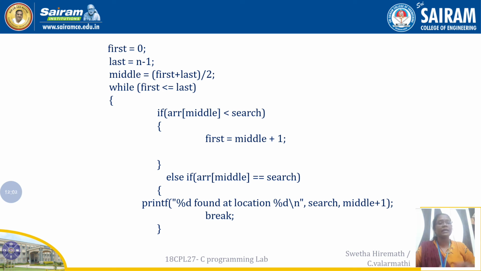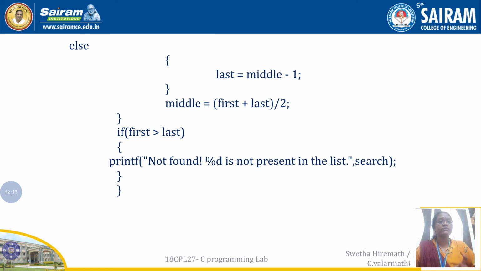Then else if arr of middle is equal to search, it means the search is successful, and it is in the location like this. This has been written. Or else, if the search element is lesser than the middle element, we need to traverse in the left side. In that case there is no need to change the first element, we need to change the last one, so last equal to middle minus 1. In this way these three cases are applied, and for each iteration the middle value will change. We calculate it according to the current values of first and last: the sum of first and last divided by 2 is my middle value.